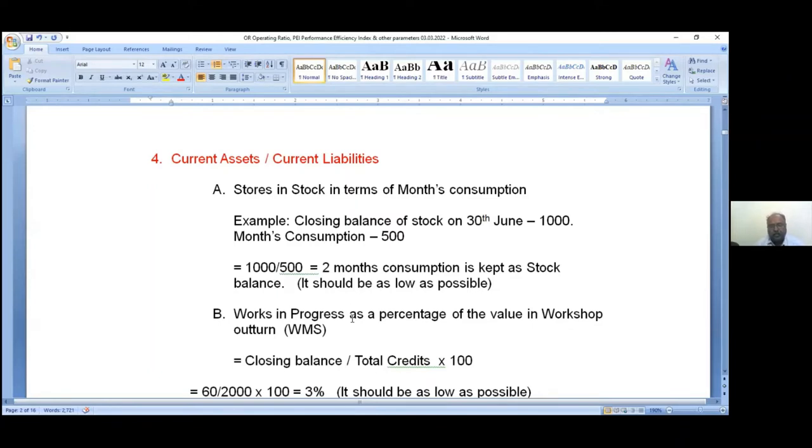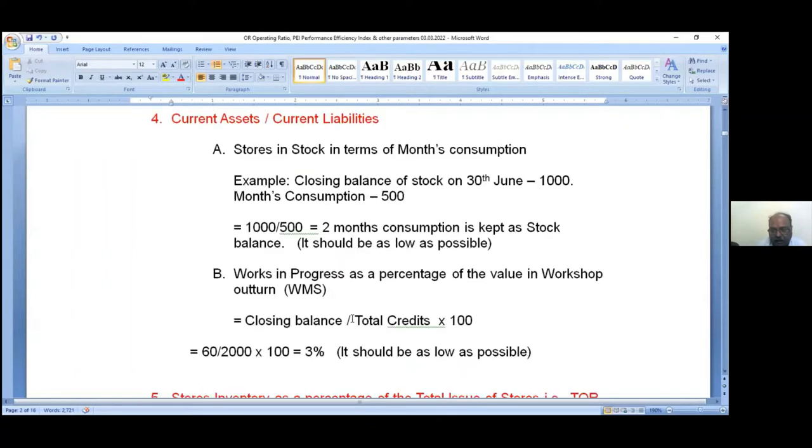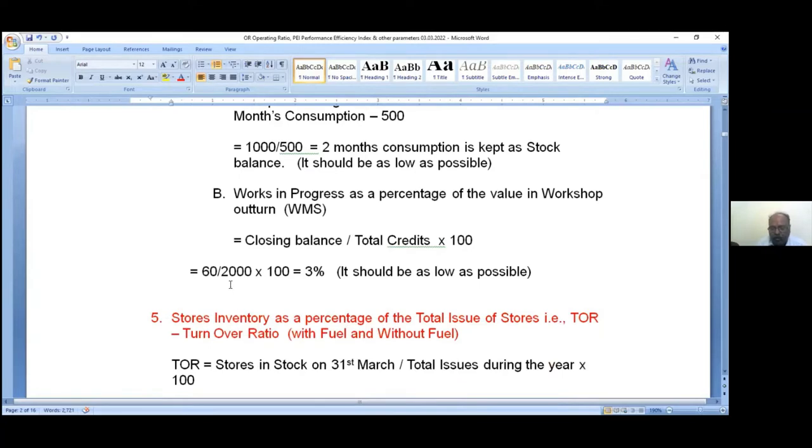Okay. And another parameter on the current assets or current liabilities is the works in progress as a percentage of value in the workshop output. I think all of you know that is the WMS closing balance. Here the formula is closing balance divided by total credits, multiplied by 100. Suppose, in the example I have taken, the closing balance is 60 and total credits are 2000, multiplied by 100, which is equal to 3%. So this is also as low as possible. This should be as low as possible.